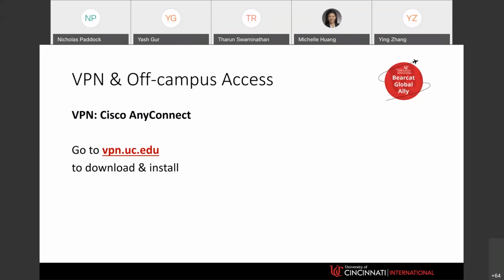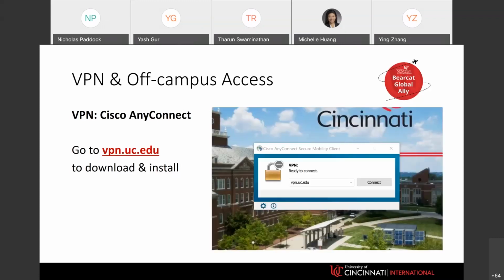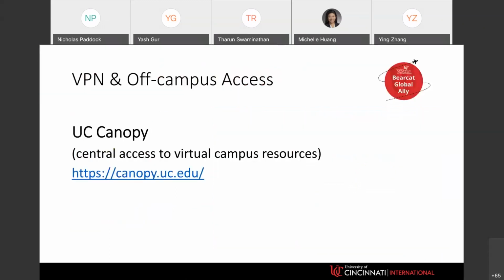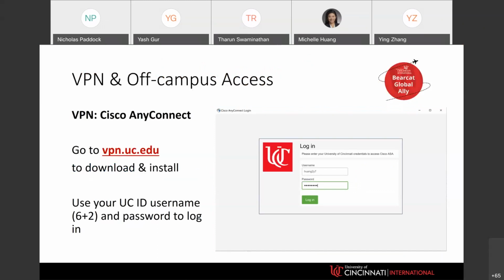All right. So what does it look like? This is a screenshot from my laptop. When you download and install the VPN onto your laptop, and once you open it, something is going to pop up asking you to connect. You can simply click the connect button, and it will take you to this page, the UC interface. You can use your UC ID, like your 6+2, and also your password to log in. That's how you can connect to VPN, Cisco AnyConnect.